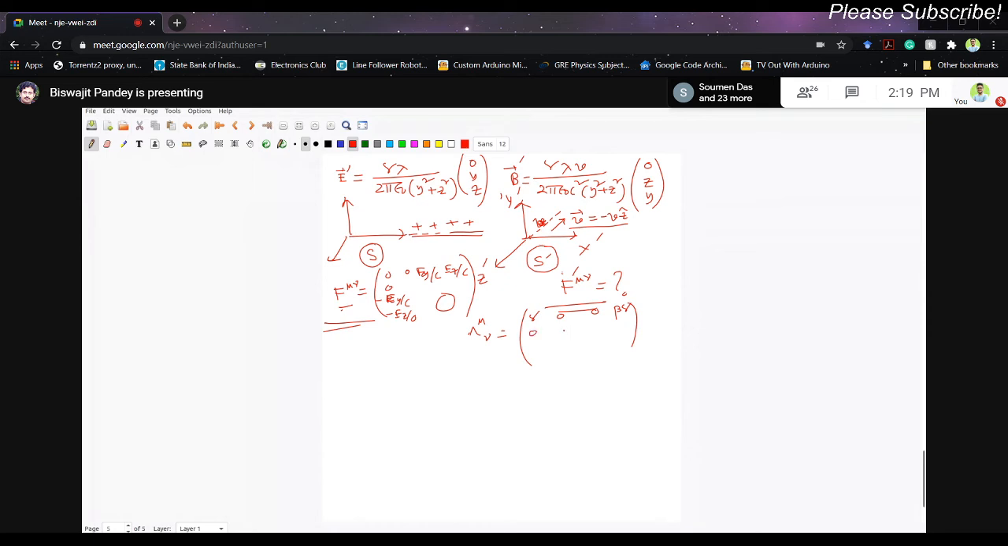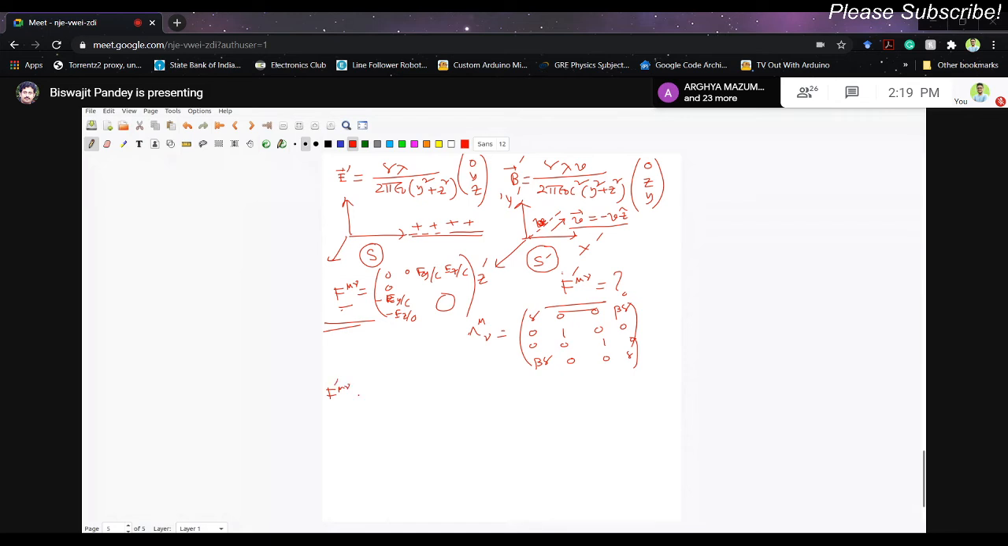0, 1, 0, 0, and then 0, 0, 1, 0. This will be again plus beta gamma, right? Plus and minus will make a lot of difference. You should be careful about that. Right? This is the lambda mu nu, and the rest is easy, right? You just have to multiply three matrices.